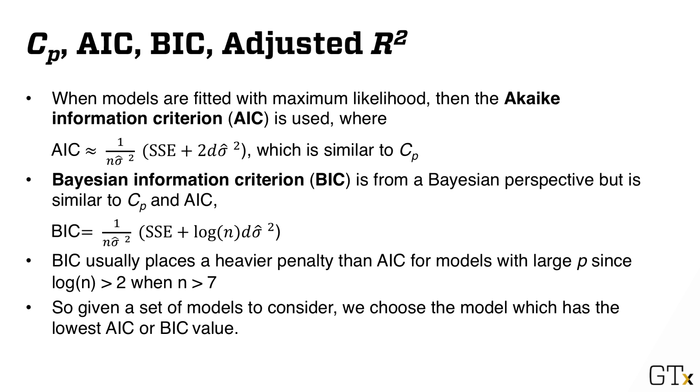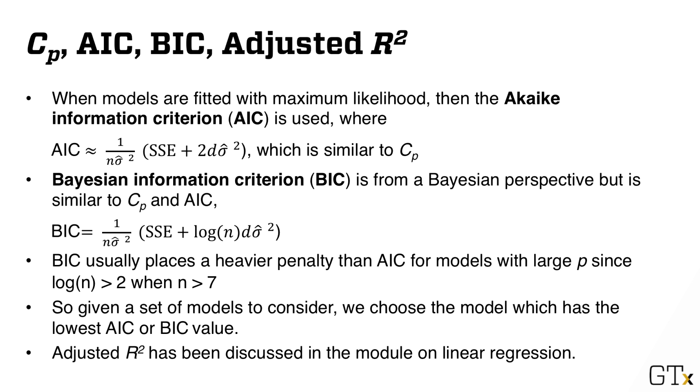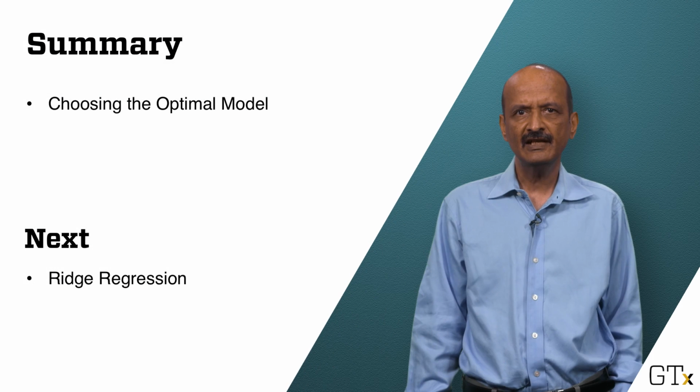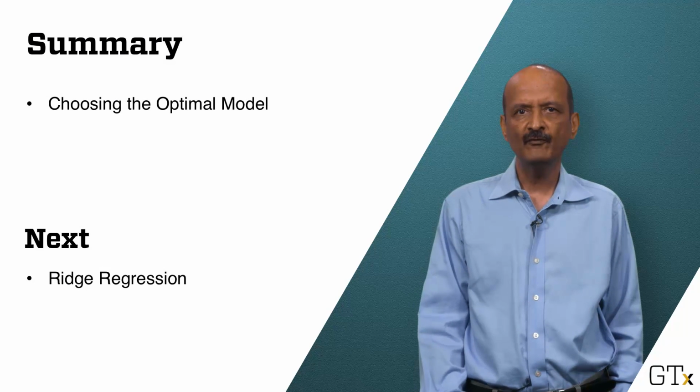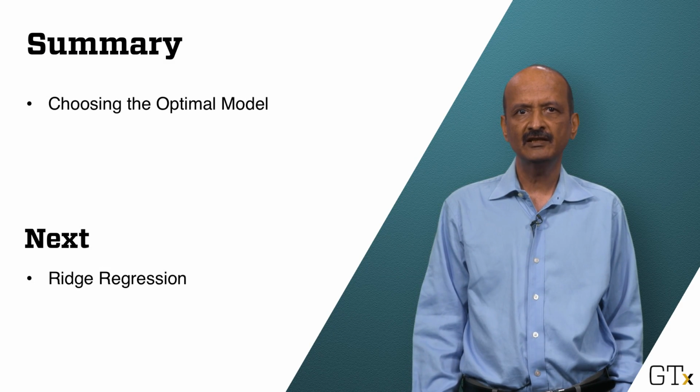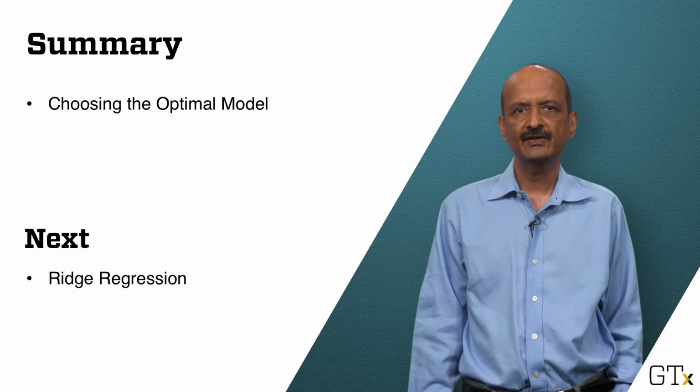So, given a set of models that we need to consider, we choose the model which has the lowest AIC or BIC value or lowest Cp value. Adjusted R squared has already been discussed in the module on linear regression. In this lesson, we saw how one can adjust the MSE obtained from fitting the training data to select the best model for the test MSE.